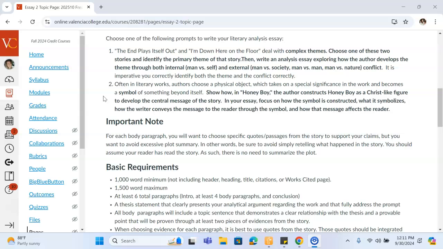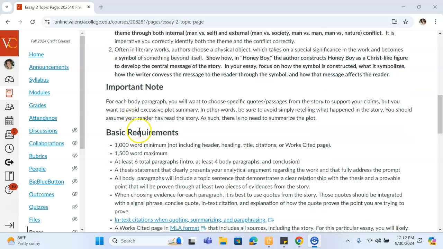For this essay, each paragraph is going to explore how the writer is constructing a symbol to develop the theme. In this case, your symbol is going to be Honey Boy as a Christ-like figure and how that's going to convey that central message. Again, central message is being used here kind of interchangeably with the idea of a theme.